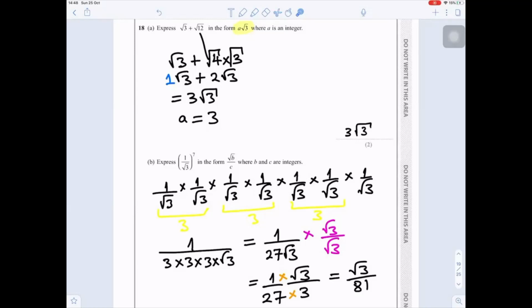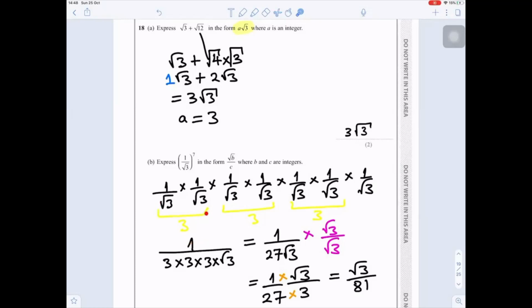Part B. Express 1 over root 3 to the power of 7 in the form root of b over c, where b and c are integers. So we want to write 1 over root 3 7 times. So 1 over root 3 7 times is like that. 1, 2, 3, 4, 5, 6, 7. Multiply it 7 times. Now, 1 times 1 times 1 times 1 7 times is 1. 1 times 1 is 1. So the numerator is 1.